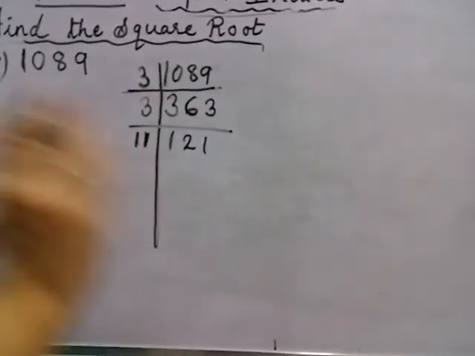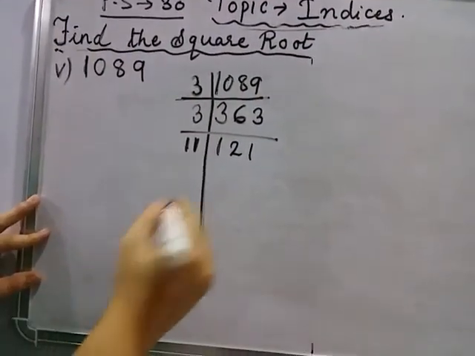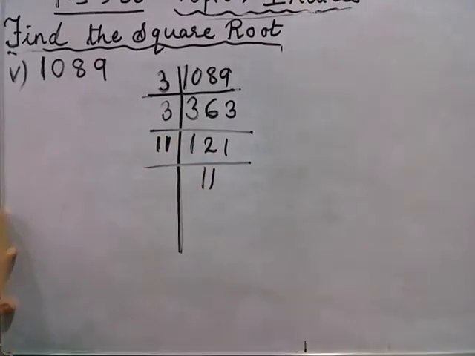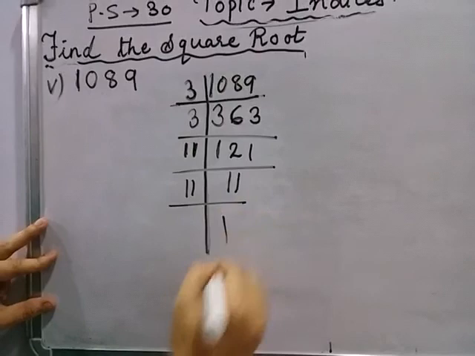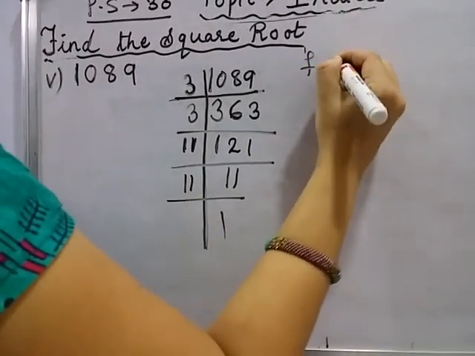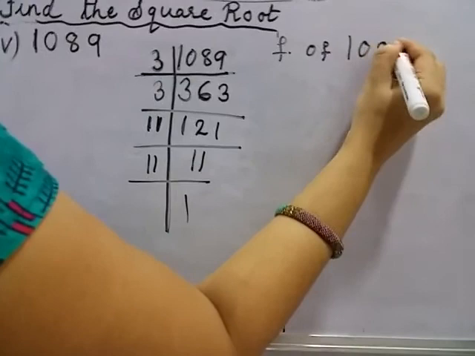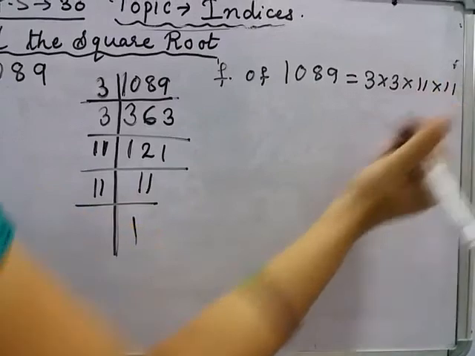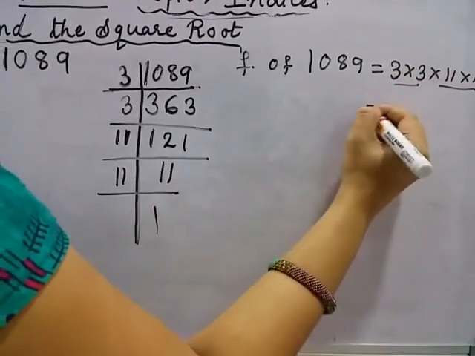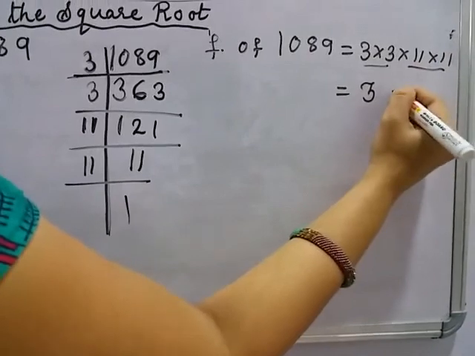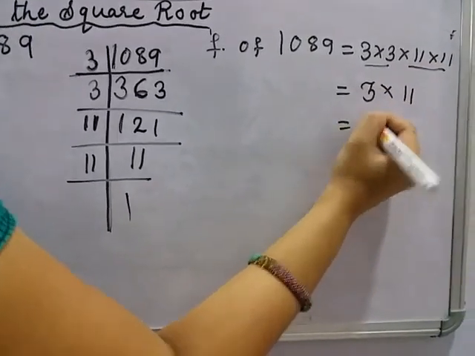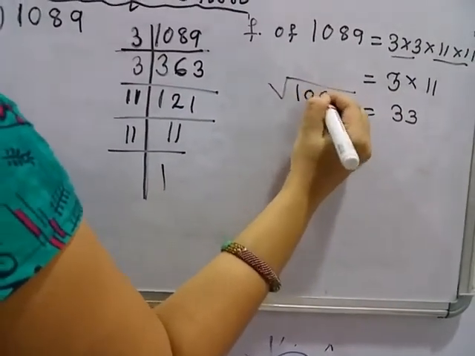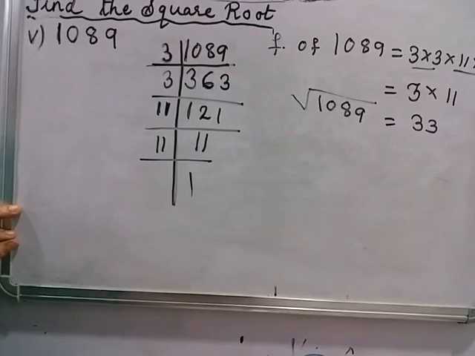So in between it is not divisible by any number. It is directly divisible by 11. So when 121 is divided by 11, we are going to get the answer 11 itself. Now 11 is a prime number, so 11 1s are 11. So here we got the factors of 1089: 3 into 3 into 11 into 11. Make a group. So instead of 2 times we'll write down only once, and instead of 2 times we'll write the 11 only once. So 11 3s are 33. So here we got the square root of 1089. What is it? 33. Okay.